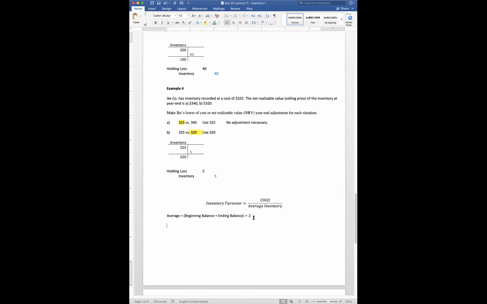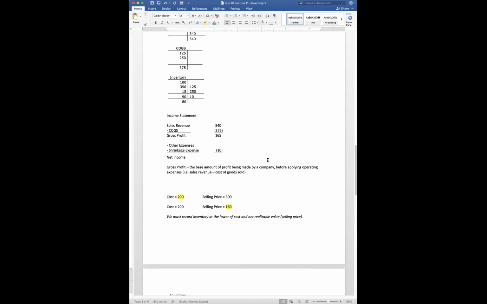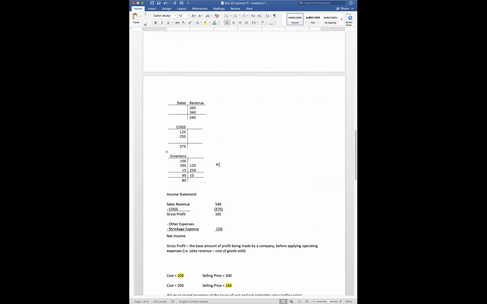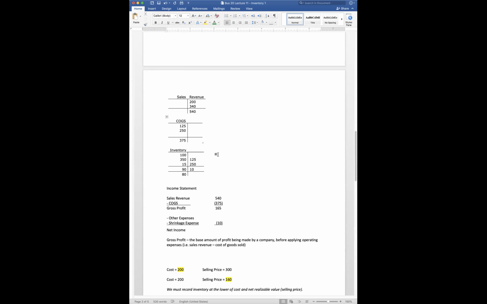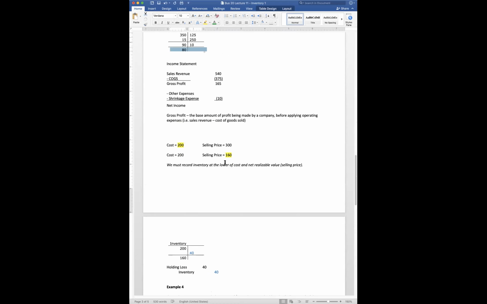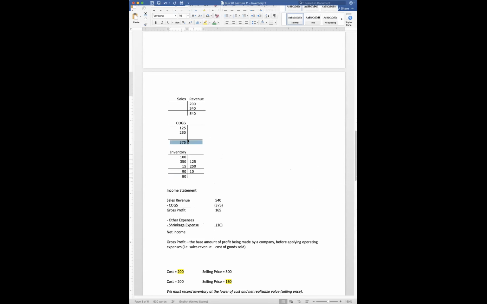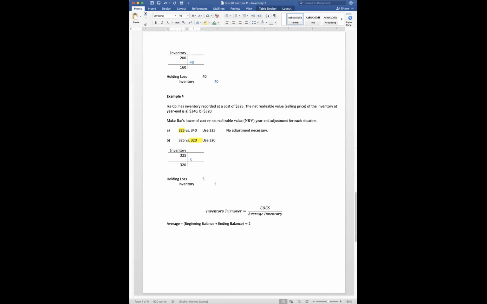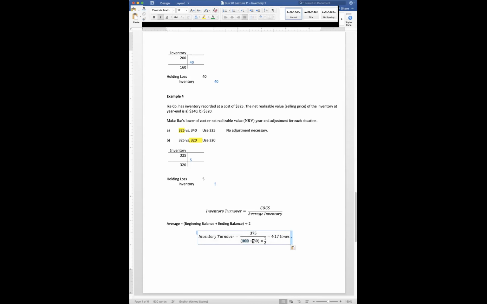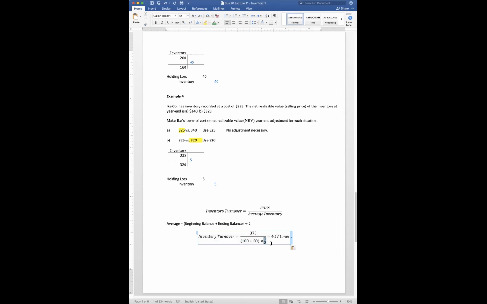Okay, let's calculate the inventory turnover for this company that we did back in example 3. So we need to know the inventory balances. Well, it started at 100 and ended at 80, right? And the cost of goods sold was $375. So if I fill in those numbers for that company, we have $375 of cost of goods sold, and the inventory had a beginning balance of 100 and an ending balance of 80. Then we multiply by 1/2, that's the same as dividing by 2 to get our average. So our inventory turnover is 4.17 times.